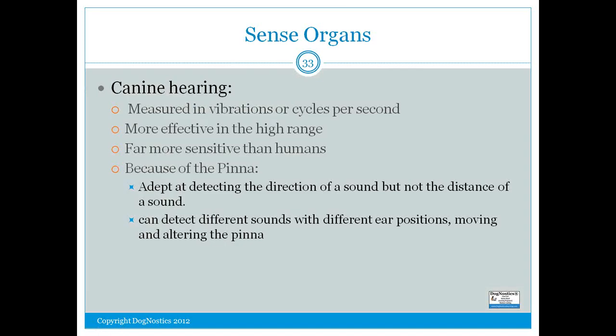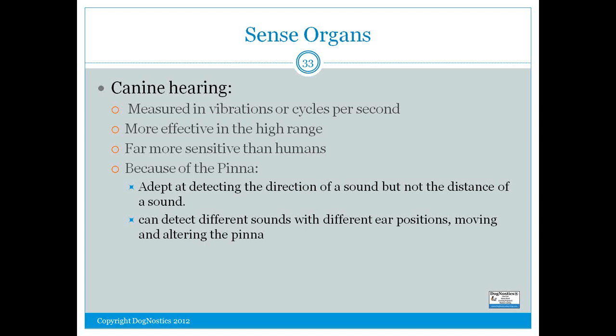All right. Canine hearing is measured in vibrations or cycles per second. Dogs and cats are more effective in hearing in the high range than we are, and that has a lot to do, again, because of their pinna. They have the ability to move their ears around and search out their environment and actually detect which direction a sound is coming from, and it allows that much more area for that sound to be amplified through their eardrums and through their ear canal in order to be interpreted properly.